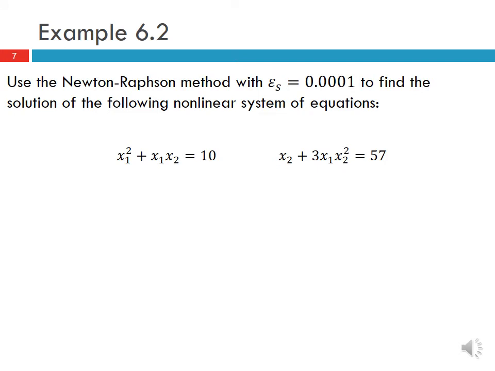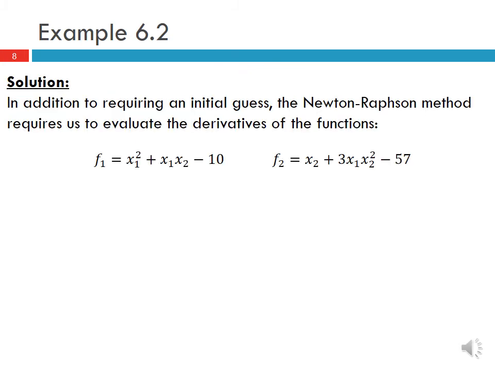So let's see how this works with an example. We want to use the Newton-Raphson method with epsilon s equals 0.0001 to find the solution to the nonlinear system of equations using the same equations that we talked about in example 6.1 in the previous video. In addition to requiring an initial guess, the Newton-Raphson method also requires us to evaluate the derivatives of the functions. So we write our functions as f of x is equal to 0, so we bring everything onto one side of the equation as shown here.